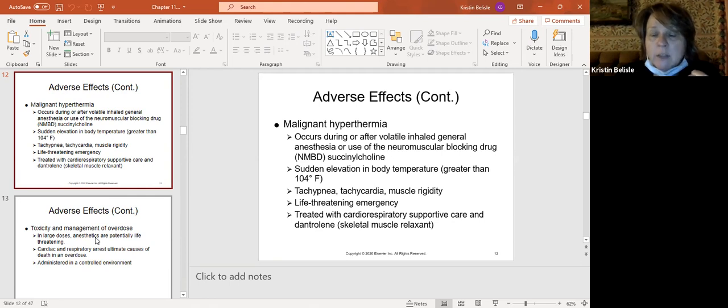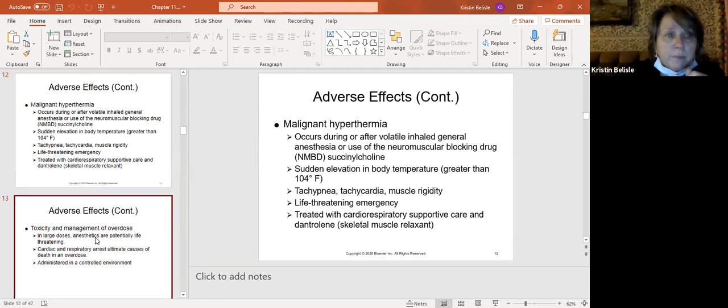So let's say these symptoms again. You're going to have a sudden elevation of body temperature greater than 104 degrees. They're going to all of a sudden become hyperthermic. They're going to get hot. Everything's going up. They become tachypneic, that means they're breathing rapidly. Tachycardic, their heart rate's going fast, and they're going to get muscle rigidity. You're going to see it. It is a life-threatening emergency. Treated with cardiorespiratory supportive care, and we can give a skeletal muscle relaxant, and that will help.